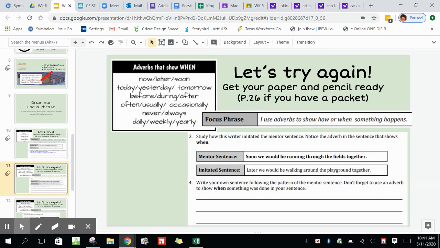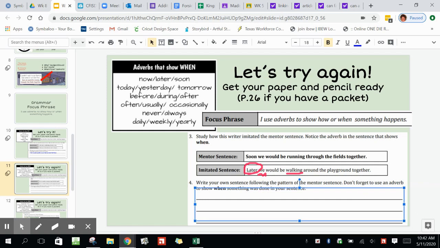And we're going to look at another mentor sentence. We're going to talk about showing when something happened. Okay? And our mentor sentence was, "Soon we would be running through the fields together." The imitated sentence is, "Later we would be walking around the playground together." So this is our noun right here. See if I can squiggle underneath it. Well, sort of. What are we doing? We are walking, it's our verb, around the playground together. When are we walking? Later. We're going to be walking later. Okay, so this here is the verb, and this is the adverb.